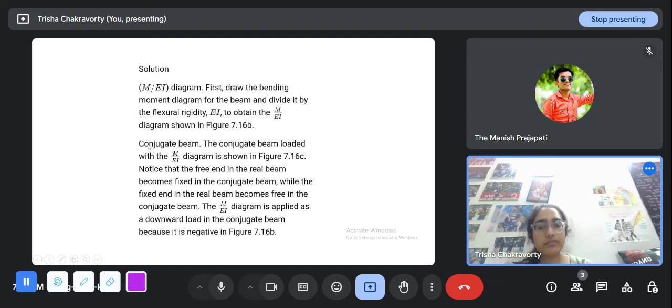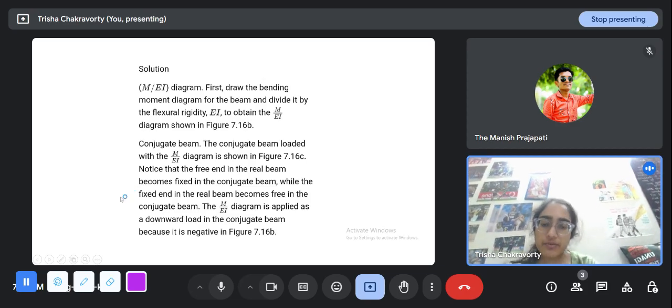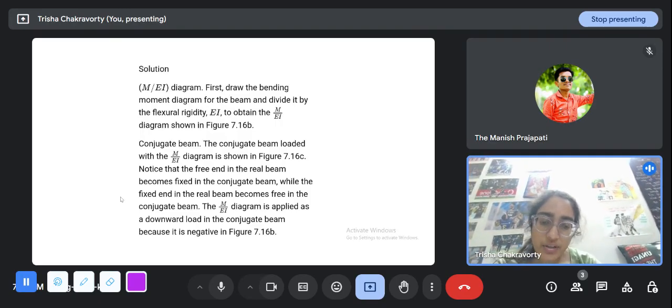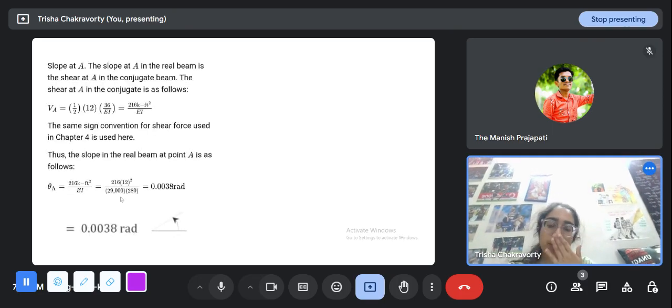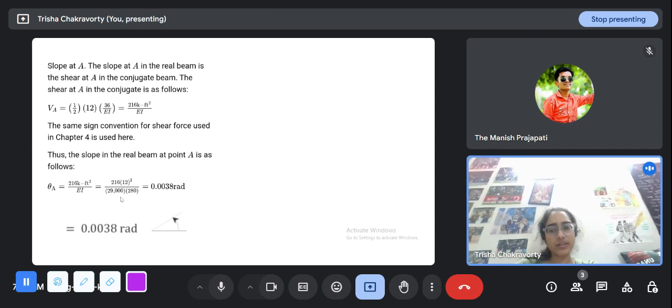Now, the conjugate beam is loaded with the M by EI diagram shown, where the free end in the real beam becomes fixed in the conjugate beam, while the fixed end in the real beam becomes free in the conjugate beam. The M by EI diagram is applied as a downward load in the conjugate beam because it is negative. Now we want to find out the slope at A. The slope at A in the real beam is the shear at A in the conjugate beam.